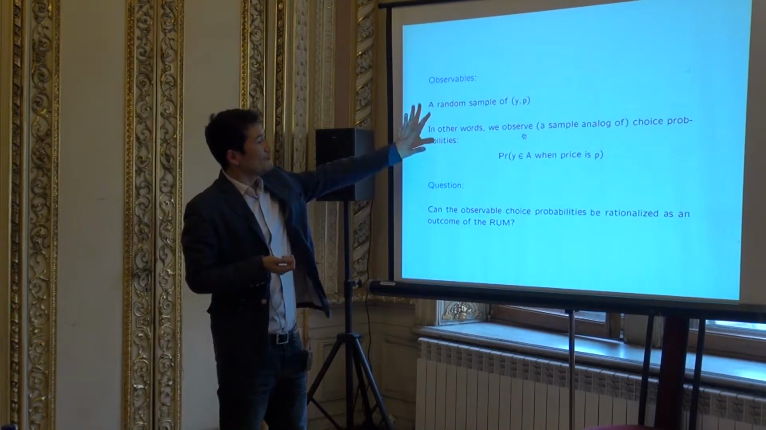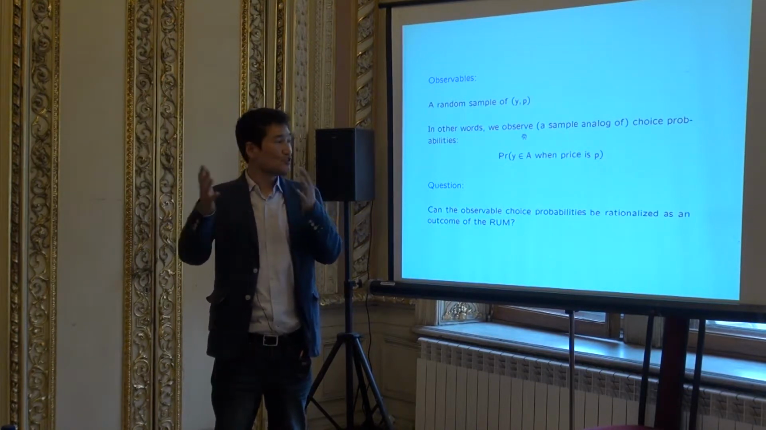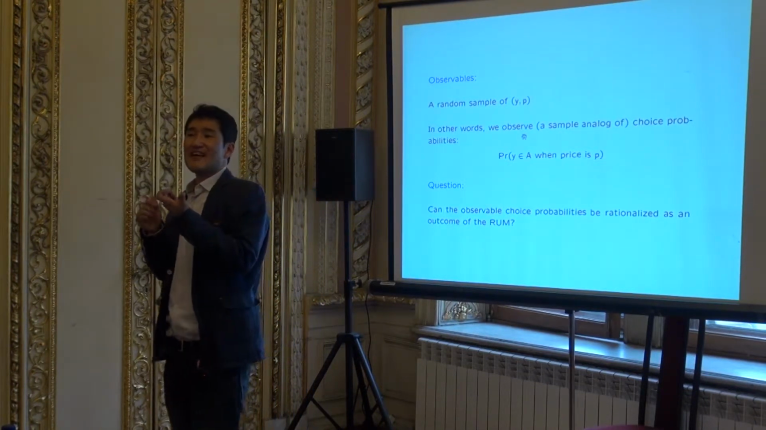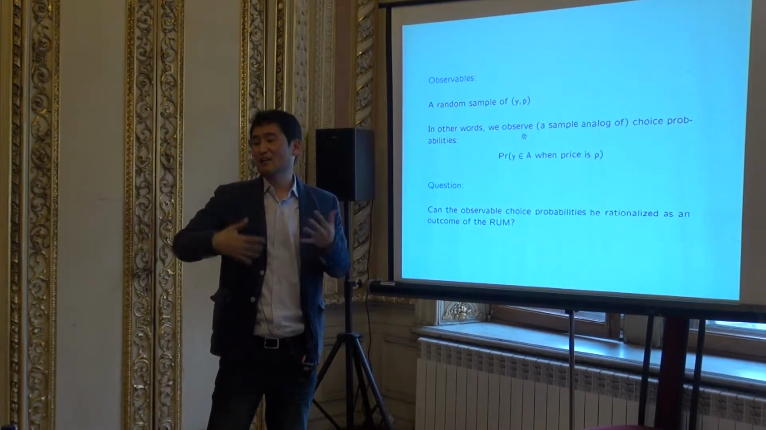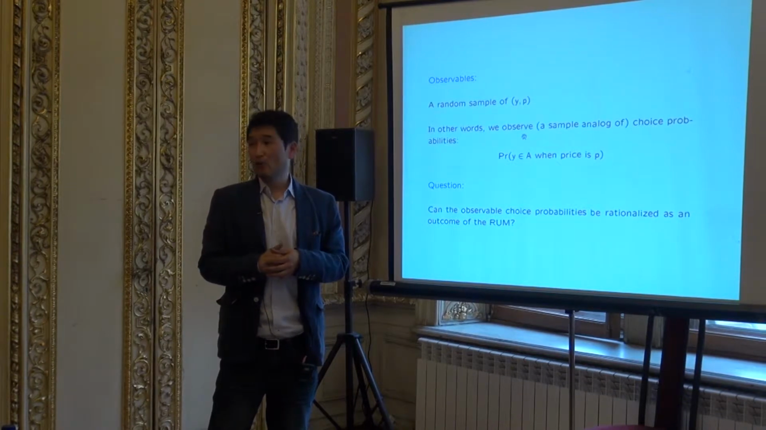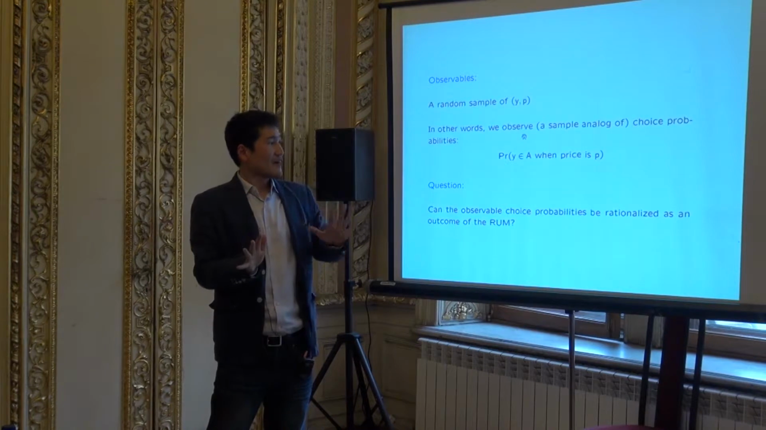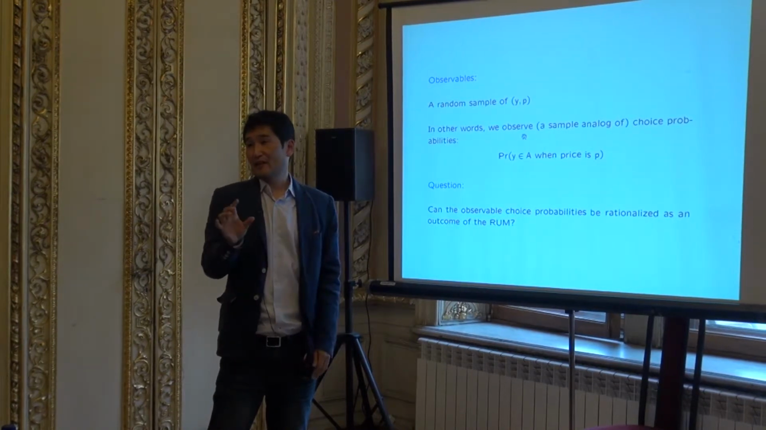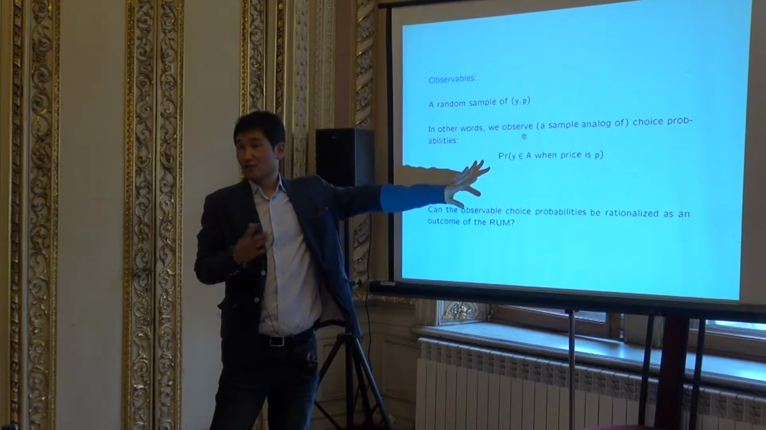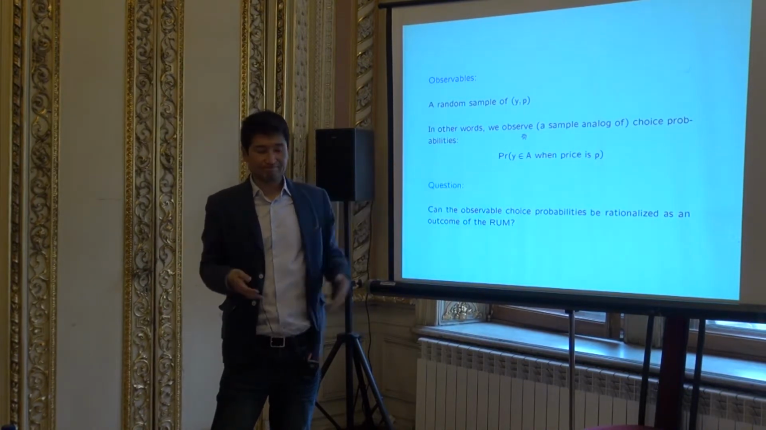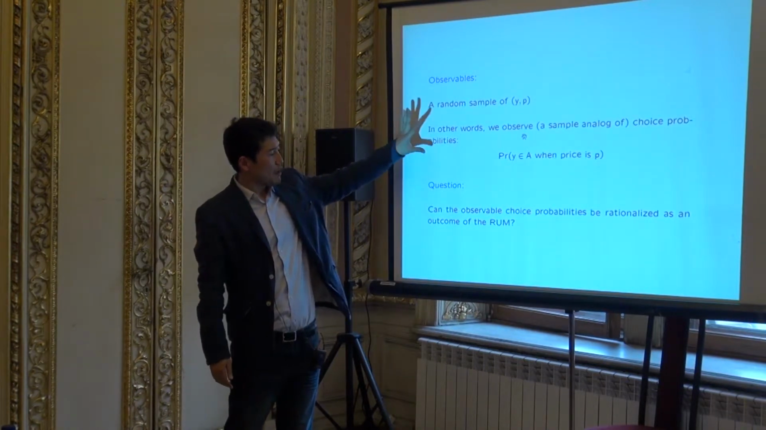And I'm very vague about what kind of choice space this is, meaning I didn't say that the choices are continuous, like how much non-durable goods I purchase. I didn't say that, so it can be discrete, like whether you buy a car or not, or it can be continuous, like how much water I buy. So it can be either way.